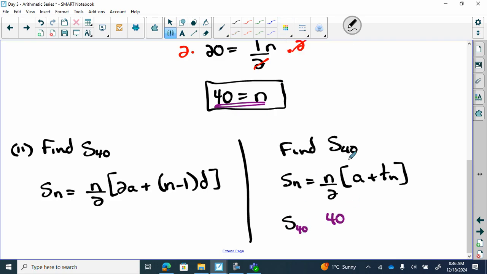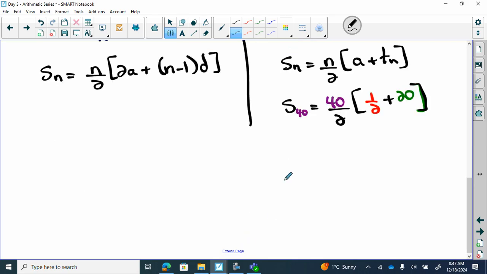is going to equal 40 divided by 2. What was my A value? And my Tn value was 20. Is that correct? Oops. So S40 is going to equal 20. What do I end up with in here? 1 over 2. 20 over 1 would be what? How many over 2? So I would get 1 over 2 plus 40 over 2. Wicked.